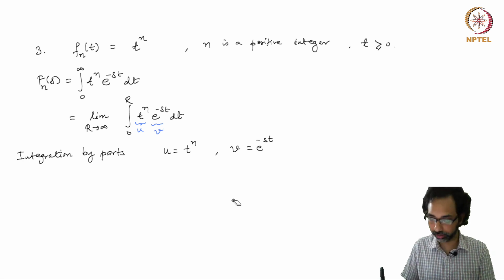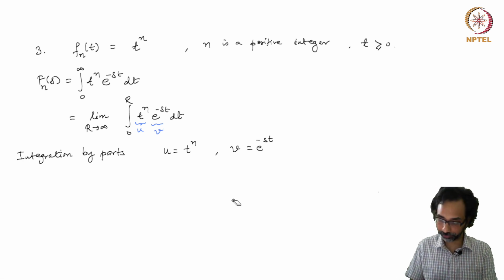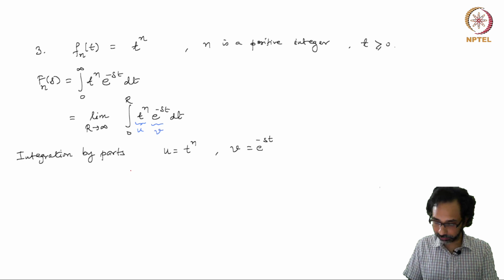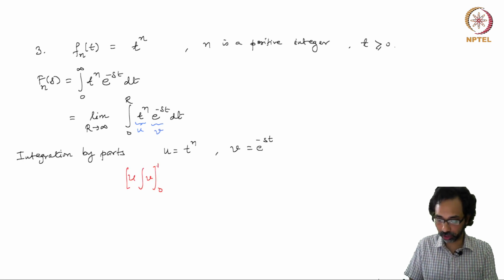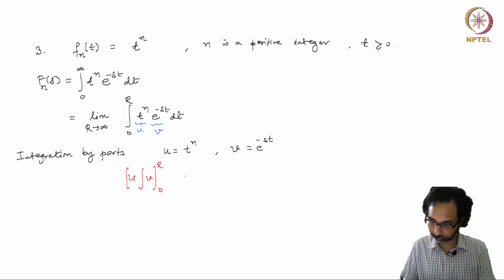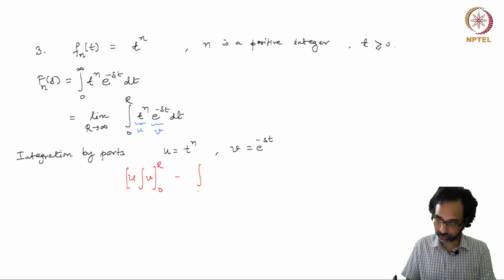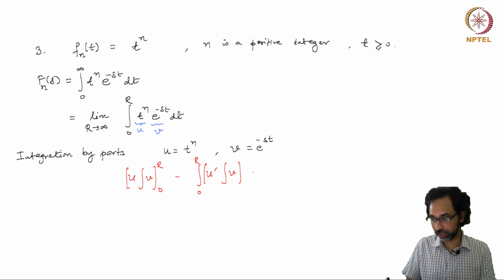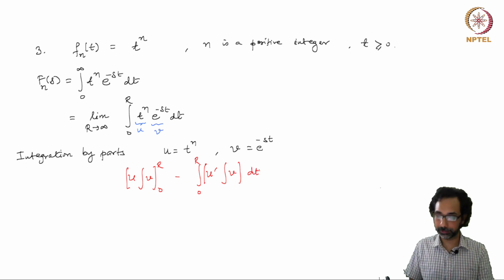Let me recall again the integration by parts formula. So this is given by u times the integral of v, from 0 to r, okay, minus integral 0 to r u prime, so the derivative of u, and then again the integral of v, and this has to be integrated with respect to t. Okay.